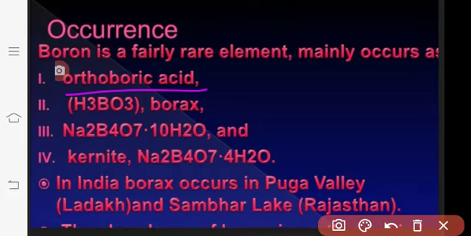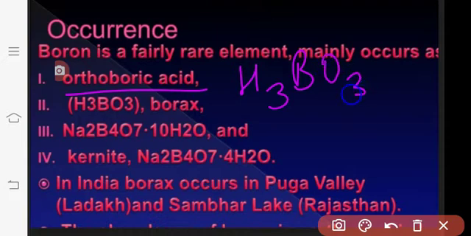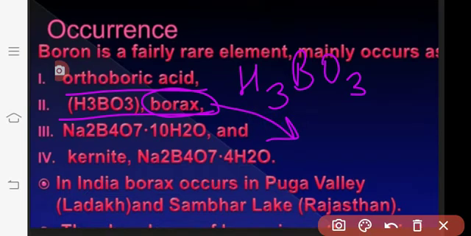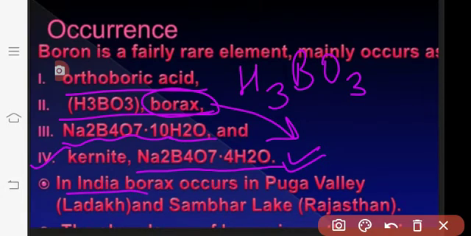ऑर्थोबोरिक एसिड का फॉर्मूला क्या है बेटा? H3BO3. Next, borax. बोरेक्स का बेटा ये फॉर्मूला है Na2B4O7·10H2O. Next is kernite. कर्नाइट का क्या फॉर्मूला है? Na2B4O7·4H2O. In India borax occurs in Puga Valley, that is Ladakh, and Sambhar Lake, that is Rajasthan.